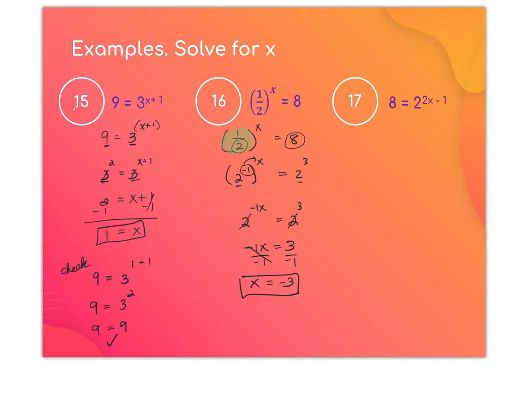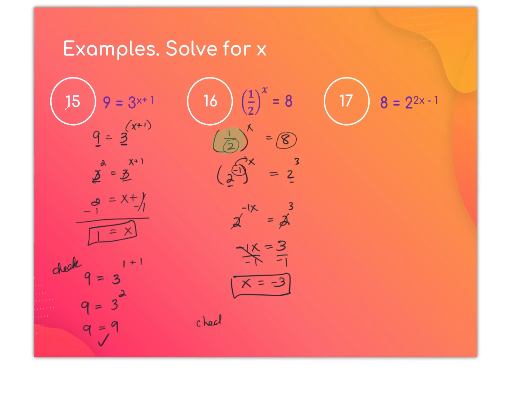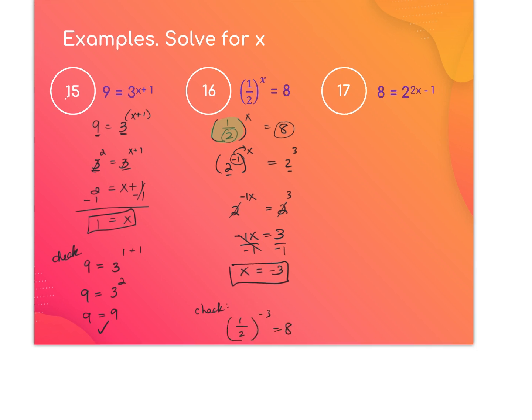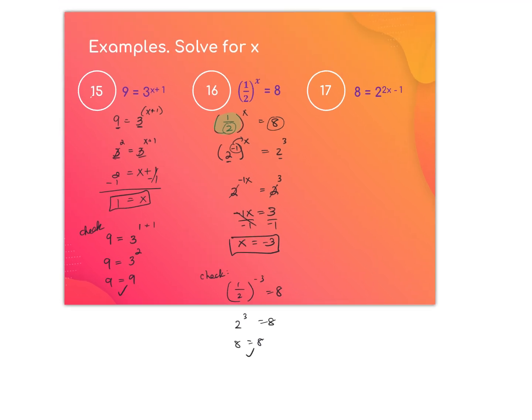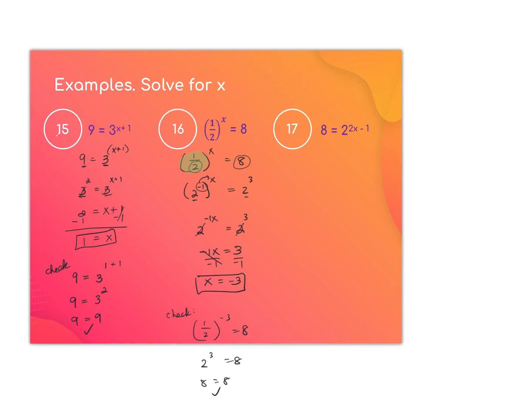Okay, and again, if I want to check it, and I'm not asking you to check them all, but it's wise at first to probably do it. If I do 1/2 to the negative 3 power, that's going to be 2 to the third power, which is 8, equals 8, and it works. So I know my answer is correct. Okay, so we keep going.